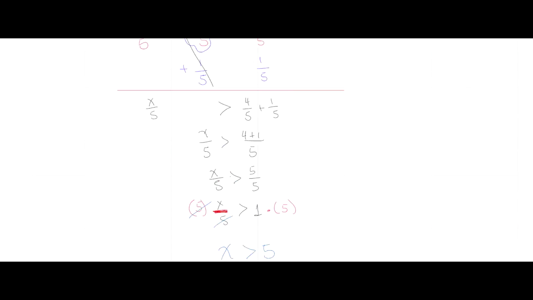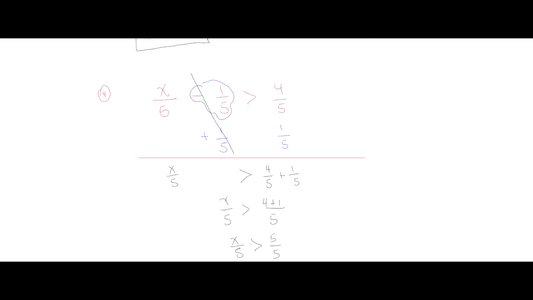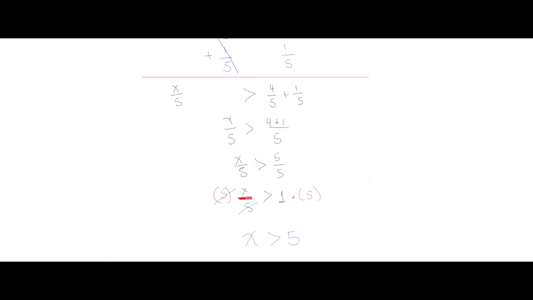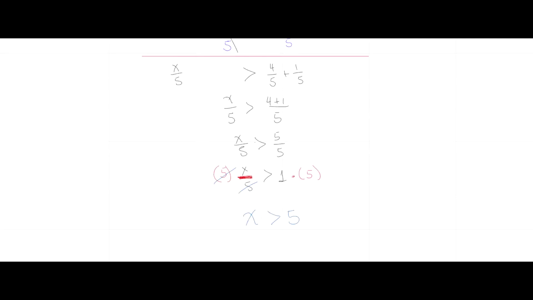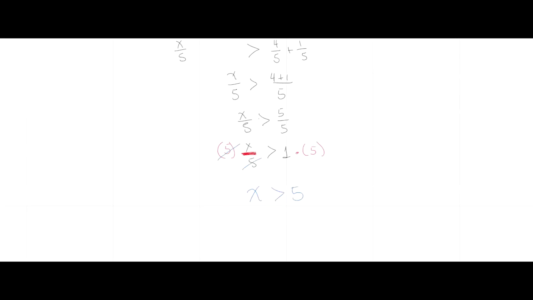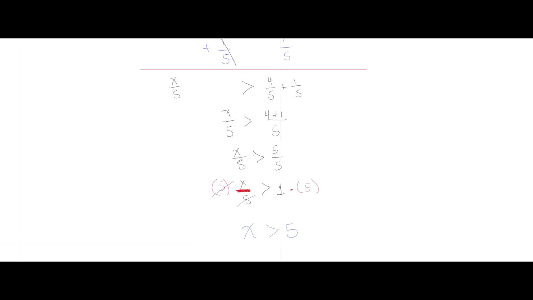Okay, so remember you start like this, adding, you're going to combine your fraction on the right side, and then you multiply by 5. And then the result is going to be x is greater than the number 5. Okay.